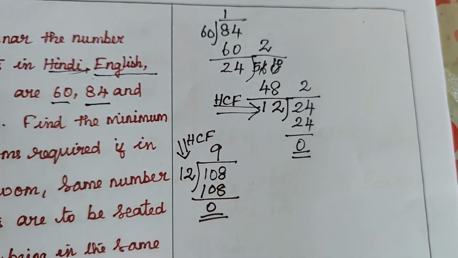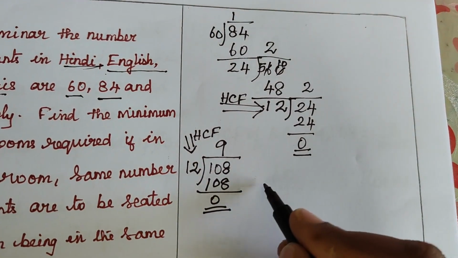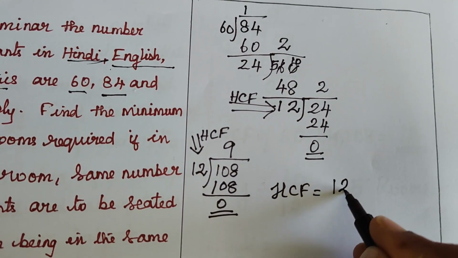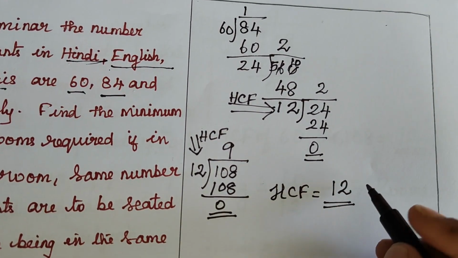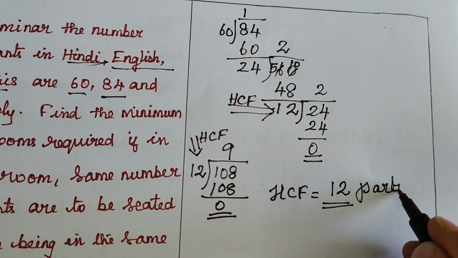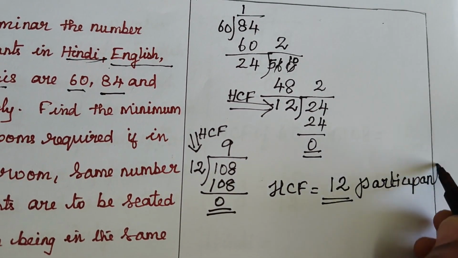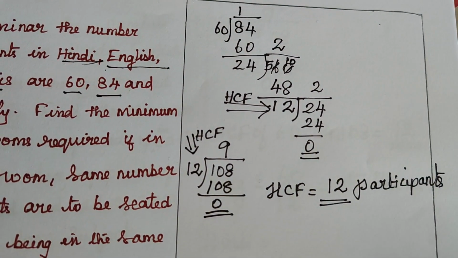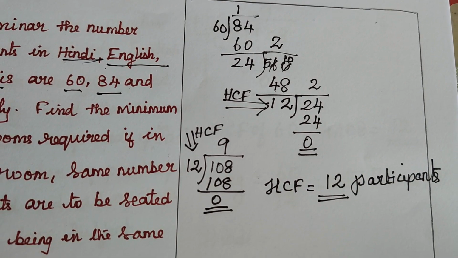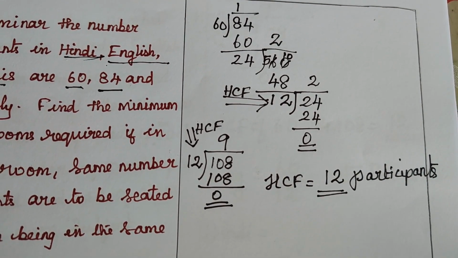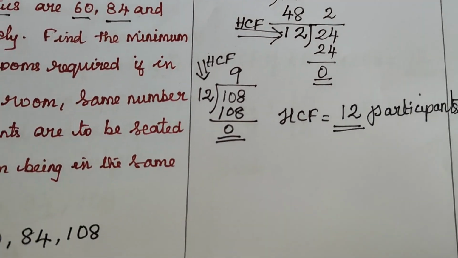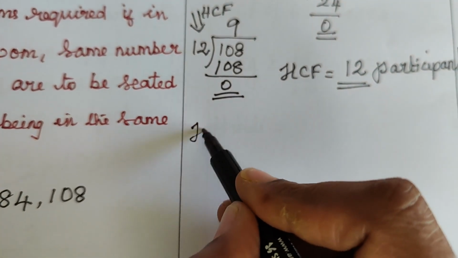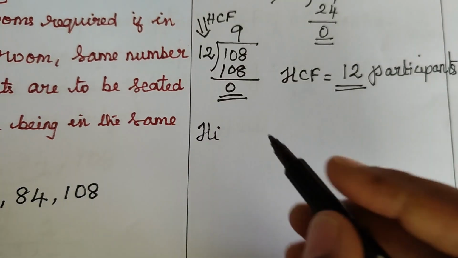So the common factor of all three numbers, the final HCF, is 12, which means each group consists of 12 participants, or in each room 12 participants of the same subject are seated. So now let's see how many rooms are needed. How many participants are there in Hindi first. Subject Hindi.